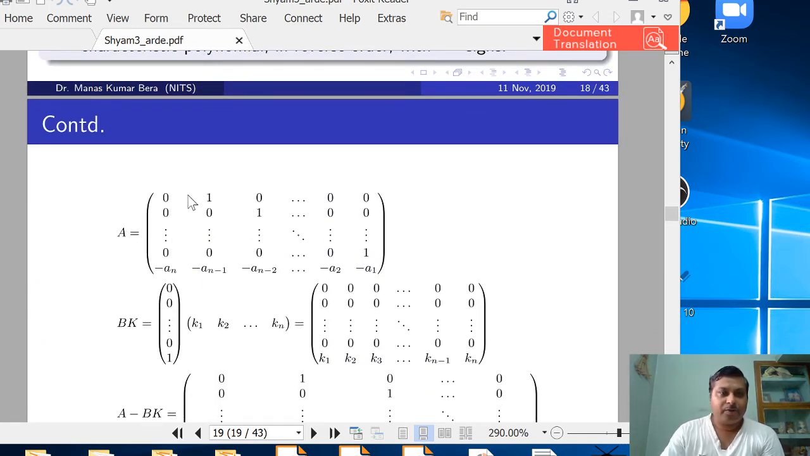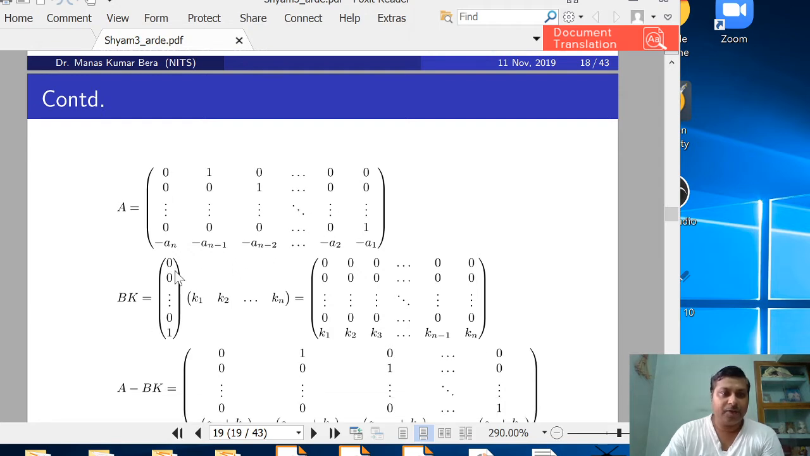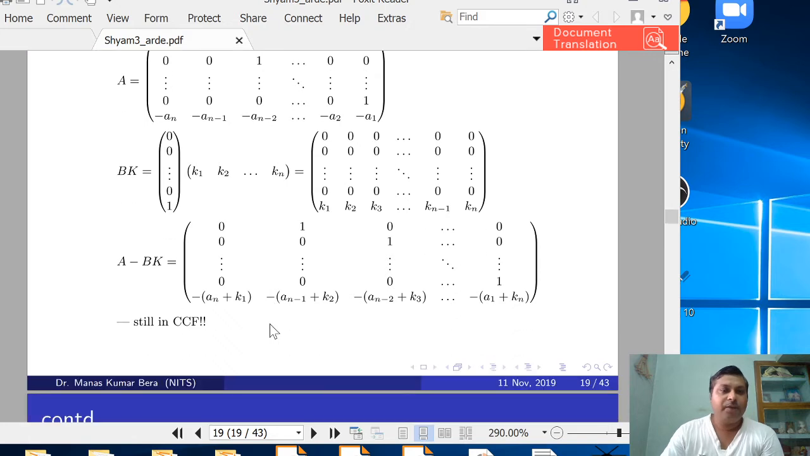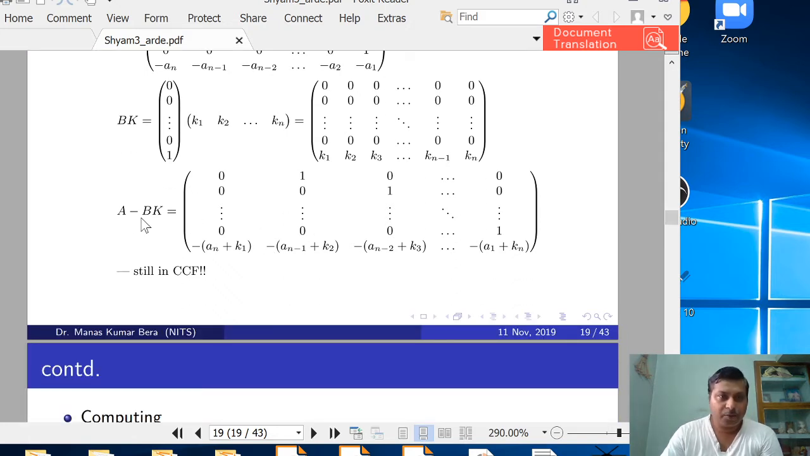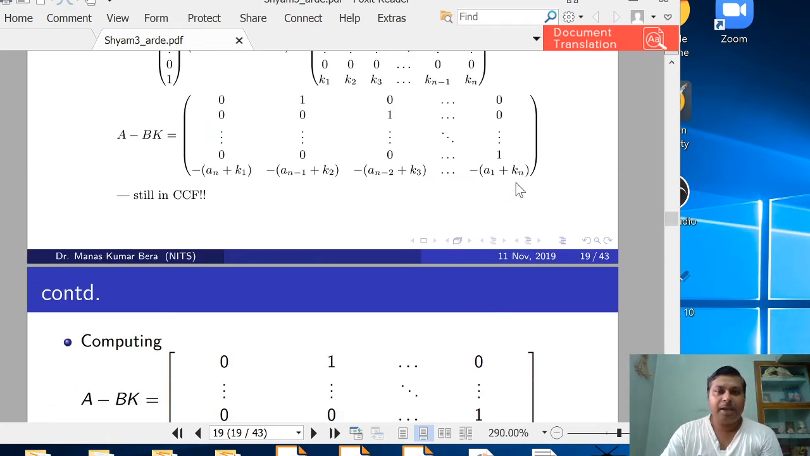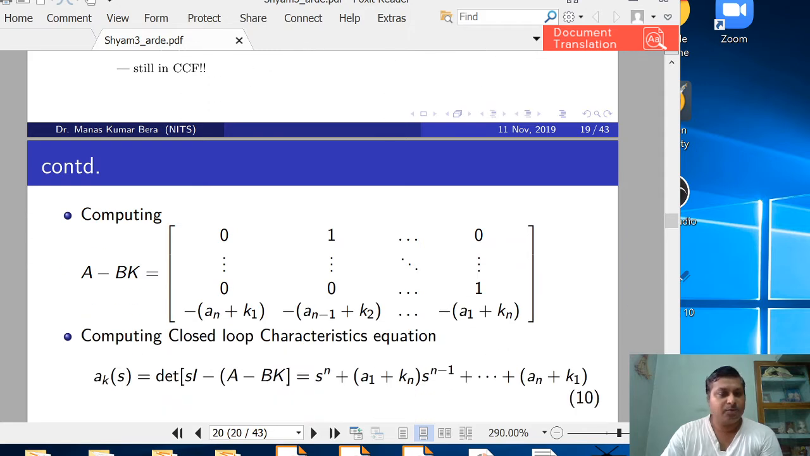Now if we want to find A minus BK, let us see what form we will get. The A matrix is this, then for BK, the B matrix is 0 0 1 and K is K1 K2 up to Kn. So you will find that only the last row will exist, and if you do A minus BK you will get this kind of matrix, and you see it is still in CCF. So if we want to find the characteristic equation of A minus BK, it can be written directly, and that is s to the power n plus (a1 plus kn) s to the power n minus 1, and the last component of the characteristic equation will be an plus k1.